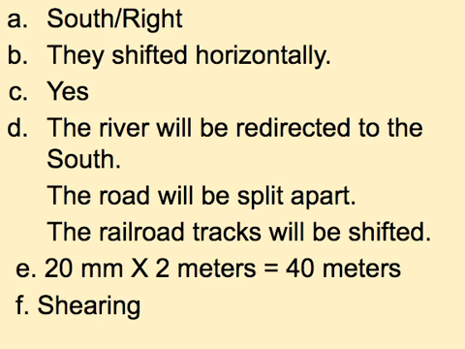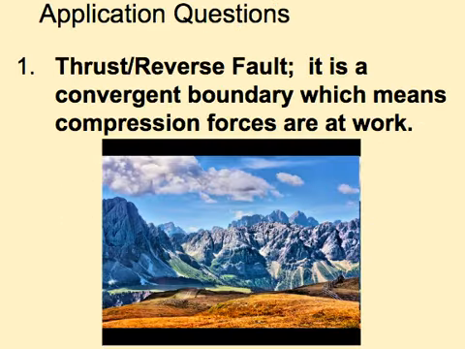So the last thing you have to do is the application questions. So question number 1 says, what kind of fault would you expect to find in the Himalaya Mountains and why? Well, you'd find a thrust or reverse fault. It's a convergent boundary, which means the compression forces are at work. The two plates are coming together. So it would be a thrust or a reverse fault.